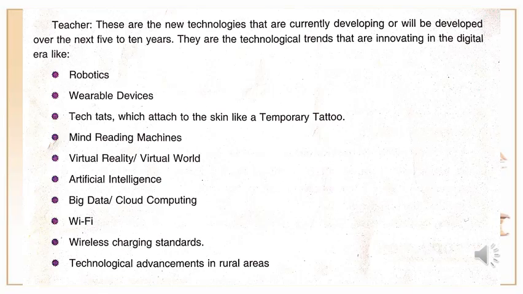Then the teacher says, there are new technologies that are currently developing or will be developed over the next 5 to 10 years. There are technological trends that are innovating in the digital era, like robotics, wearable devices, tech tats, which attach to the skin like a temporary tattoo, mind reading machines, virtual reality or virtual world, artificial intelligence, big data or cloud computing, Wi-Fi, wireless charging standards, and technological advancement in rural areas.